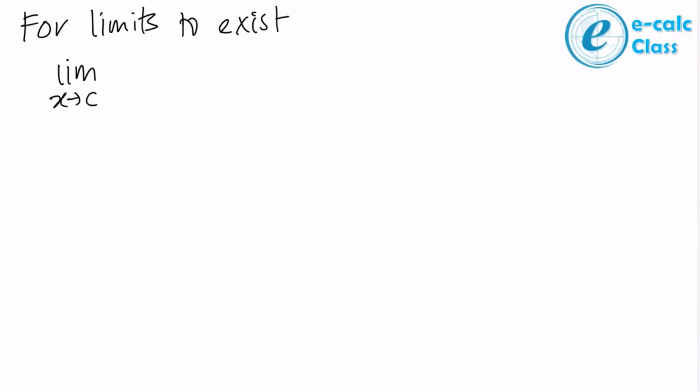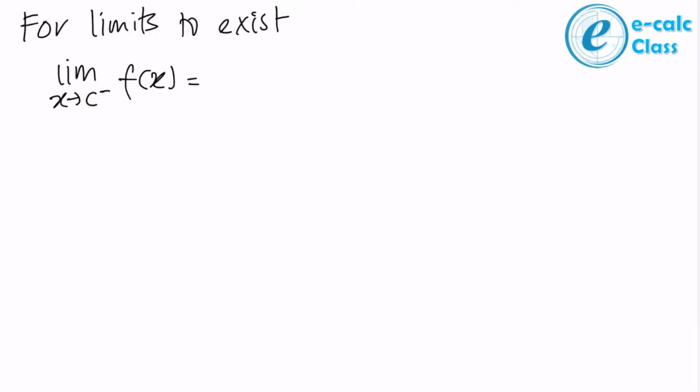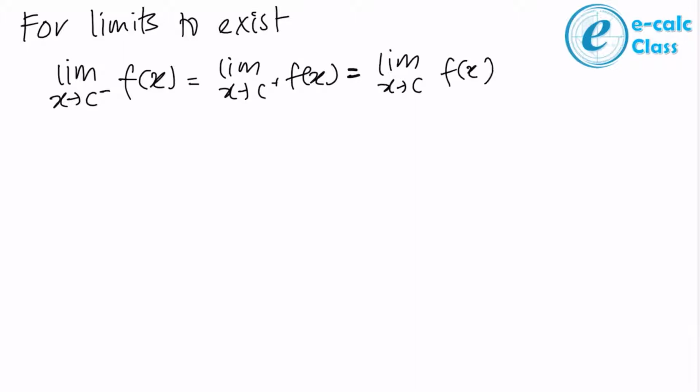So for limits to exist, the limit when x approaches that number c from the left must be the same as the limit when x approaches c from the right, and it will be the limit that we want to find. So this is for limits to exist.